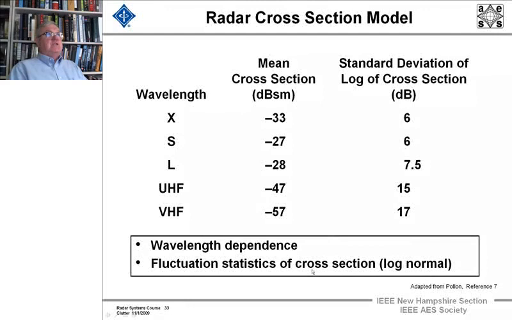And these are, using the log normal cross-section model, some mean cross-sections and standard deviations of the log of the cross-section for birds at these different frequencies. And these are the normal-sized birds that we've been talking about. There's a wavelength dependence and the statistical fluctuation of the cross-section.